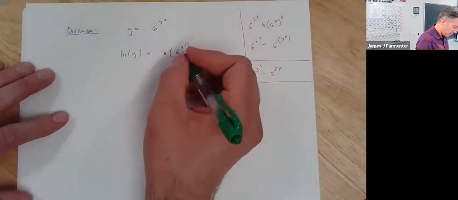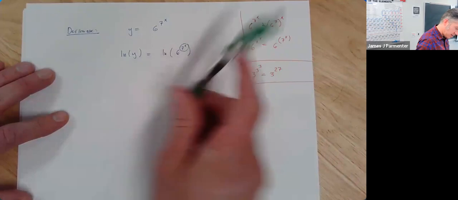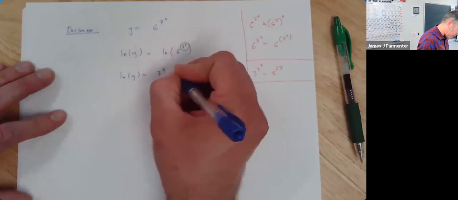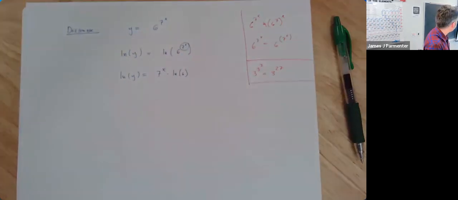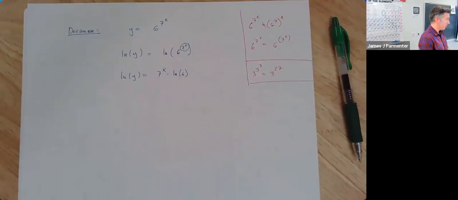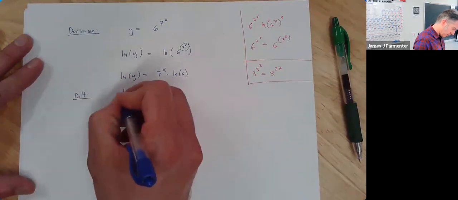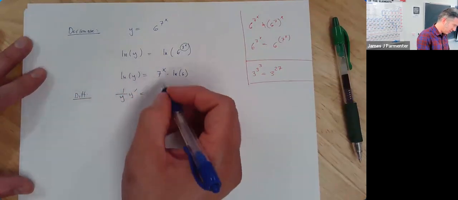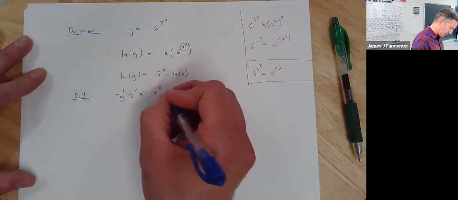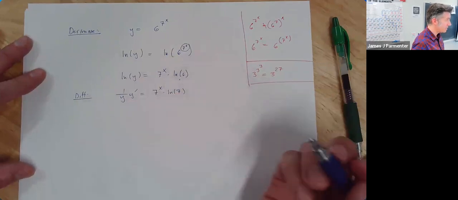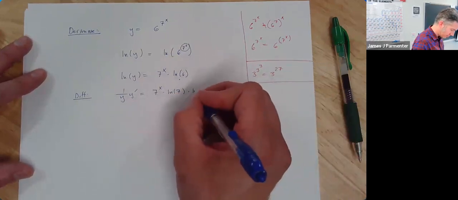So anyway, the whole reason we do this is we can bring down this power here. Then we can say that the natural log of y equals 7 to the x times the natural log of 6. And at this point, I would take the derivative because I do know at this juncture how to differentiate 7 to the x. So let's see here. The derivative of both sides, you get 1 over y times y prime equal to the derivative of 7 to the x, which is 7 to the x times the natural log of 7. And the natural log of 6 is just a constant multiple that gets to hang out.